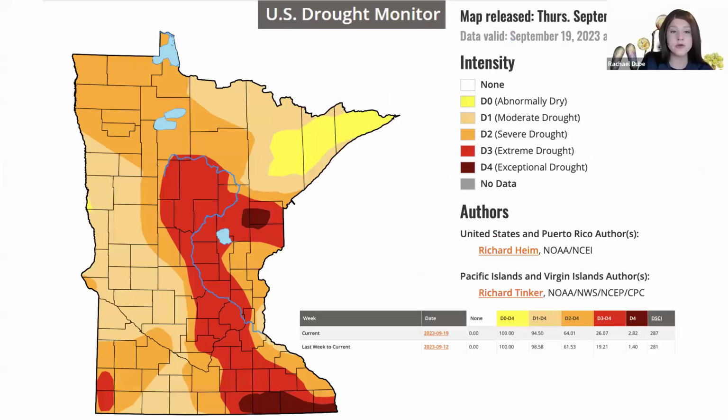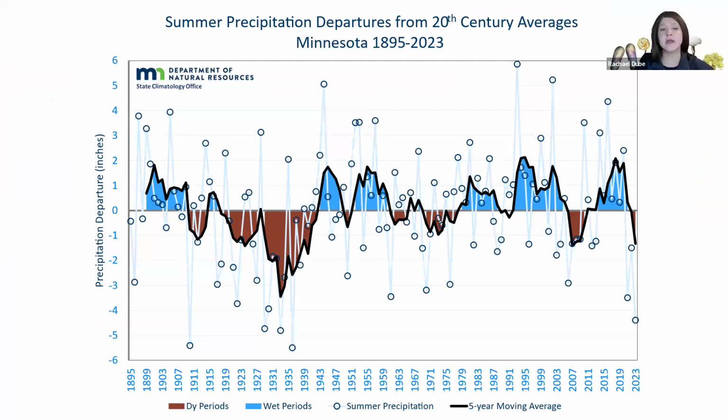And taking a look back, this was the last map produced by the U.S. Drought Monitor in the 2023 growing season. And you can see here that there are extensive portions of the state that are in extreme and severe drought categories.